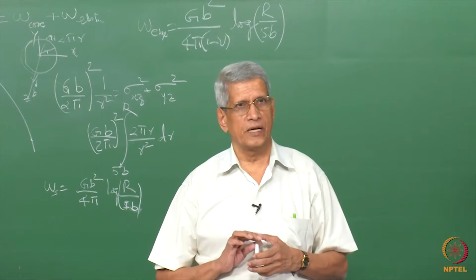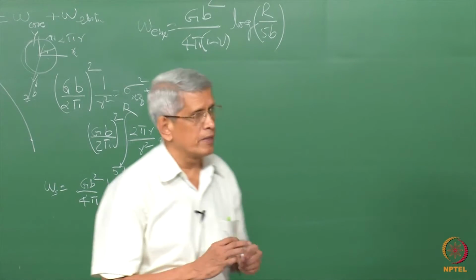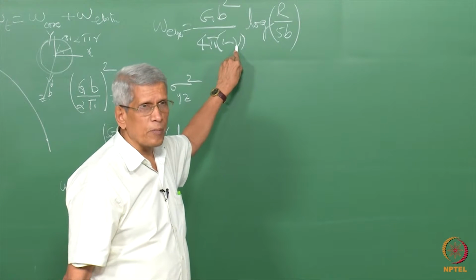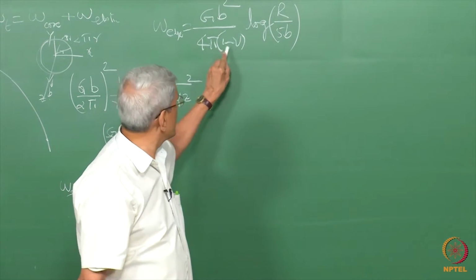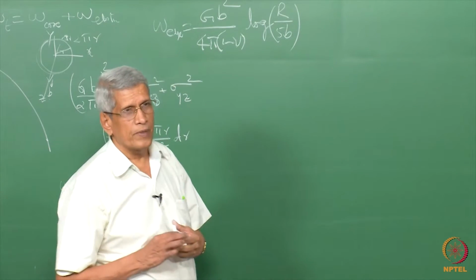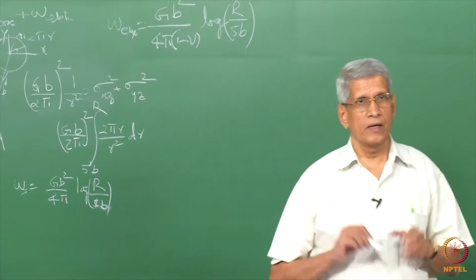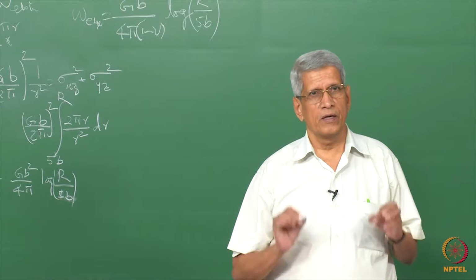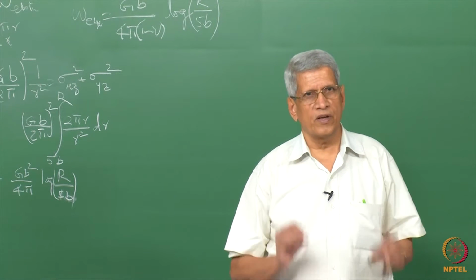Looking at this expression, there are a few points which become very clear. That is, the value of nu, the Poisson's ratio, is around 1 by 3. If we take this value and put it in, then what is essentially going to happen is that the strain energy of a screw dislocation is less than that of an edge dislocation.